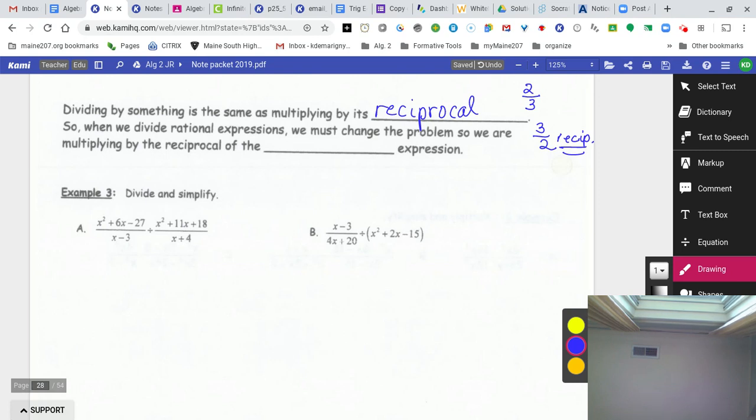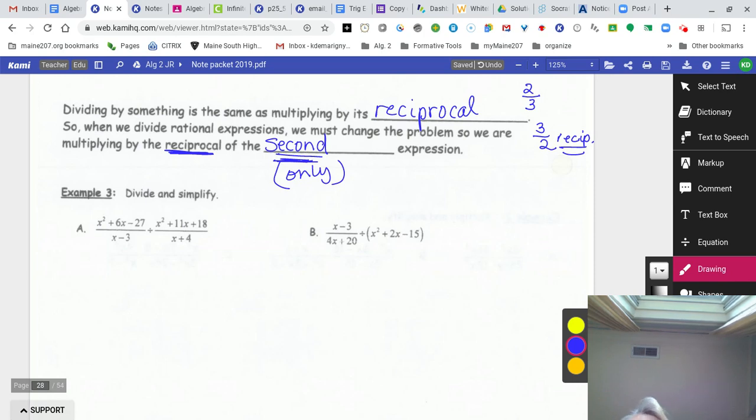And then the exact same thing that we did in the first part becomes accessible here. So when we divide a rational expression, we must change the problem so we are multiplying by the reciprocal, but this is important, of the second expression. Okay, it's the second only. You can't change your mind and take the reciprocal of the first. You must take the reciprocal of the second.